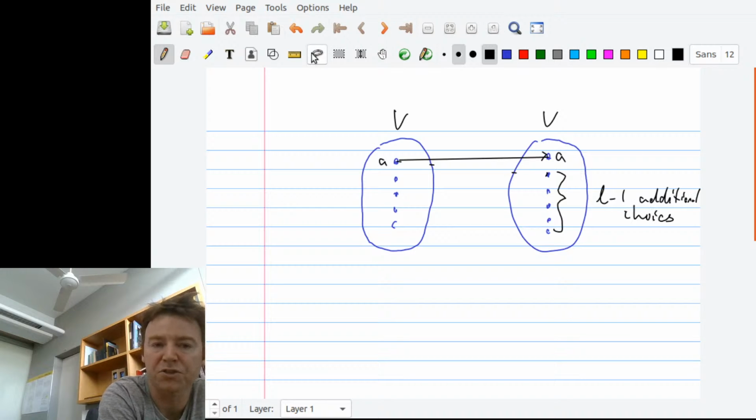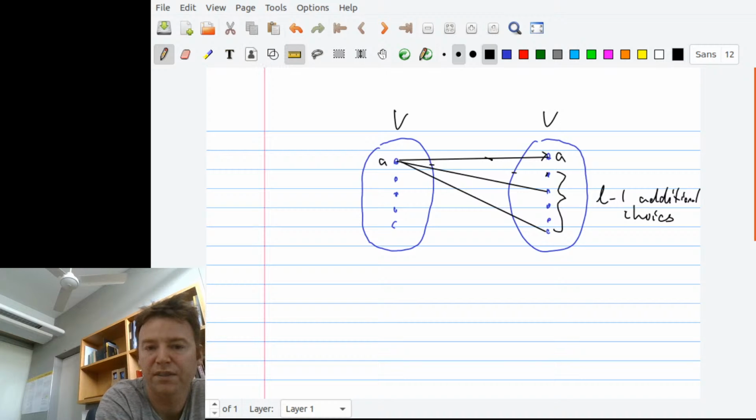This is not a function. You're allowed to let A be related to itself, and then something else as well. You're allowed to let A be equal to loads of other stuff, but you have to choose this top one. You have to choose A to be related to A, but it might also be related to other stuff, B, C, D. You don't know. You don't care. It's allowed to be related to all those things.